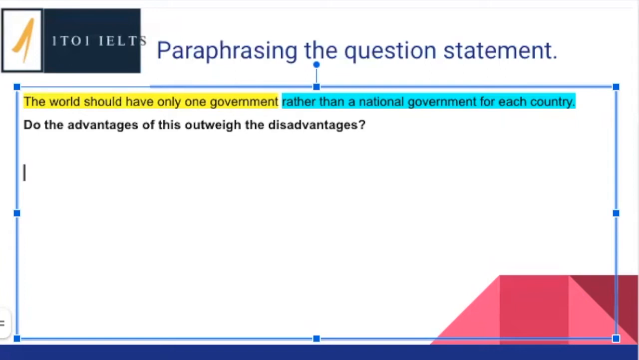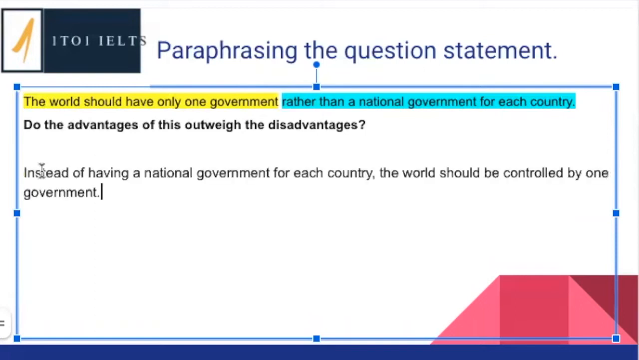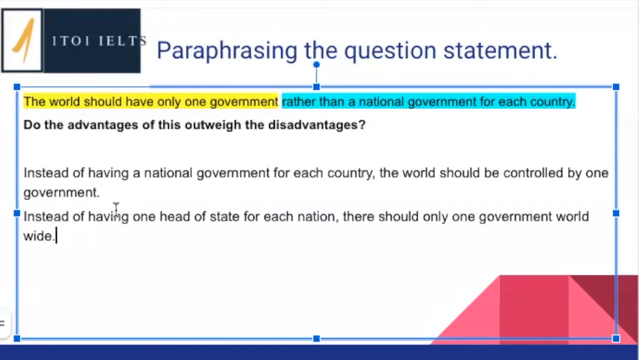Okay, let's have a look. Maybe has got a paraphrase here. So instead of having a national government for each country, the world should be controlled by one government. I'm glad Mary's written that. I was hoping you would. Here's another one. Have a look.